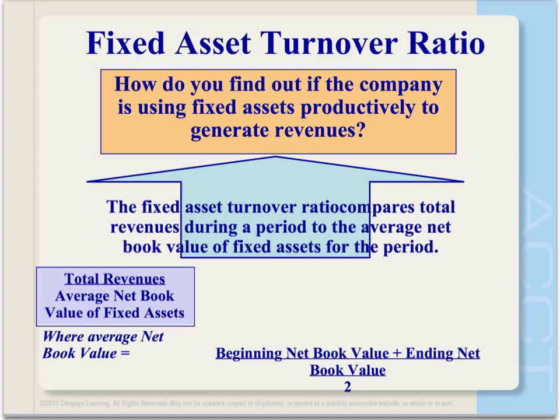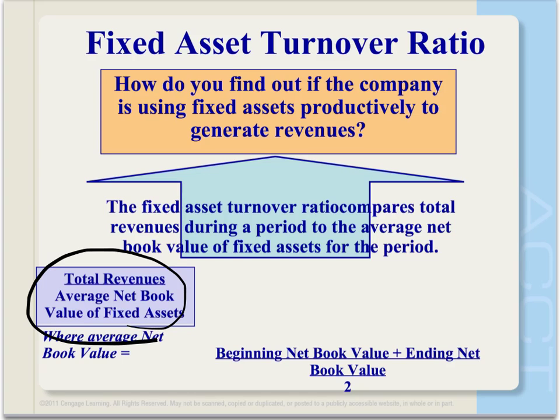Now we're going to take a look at the fixed asset turnover ratio. We've looked at some of these turnover ratios for receivables and for inventory, as well as cash as we've been moving forward. So now it's appropriate for us to take a look at what these ratios mean in regards to fixed assets. So how do we find out if a company is using fixed assets productively to generate revenues? The fixed asset turnover ratio compares the total of revenues during a period to the average of the net book value of those fixed assets for the period.